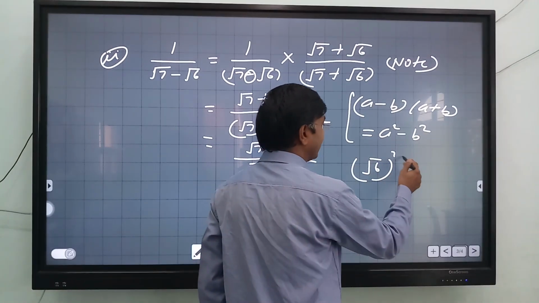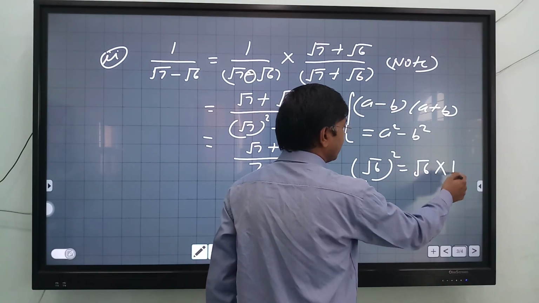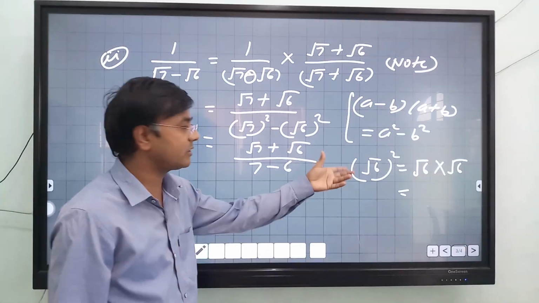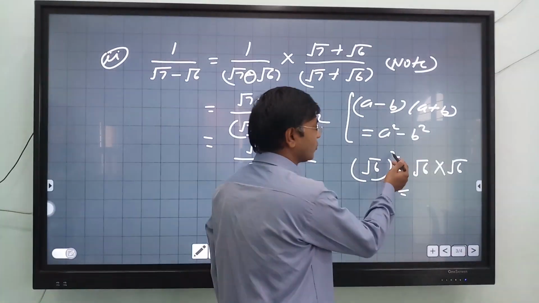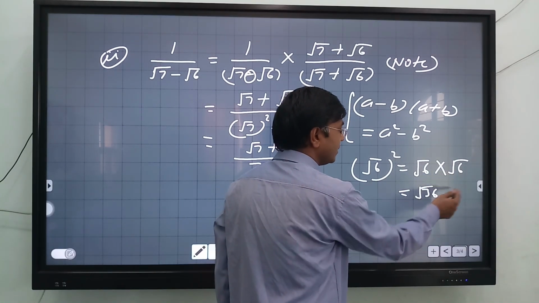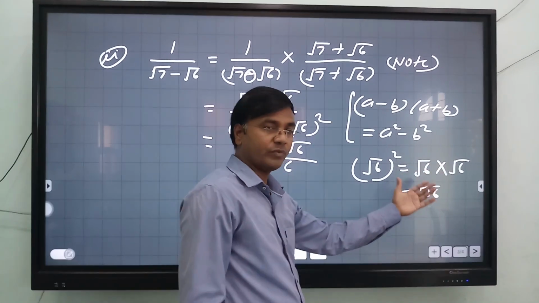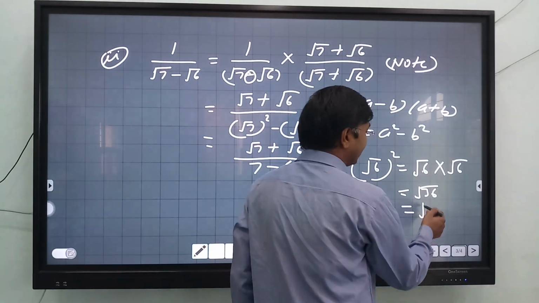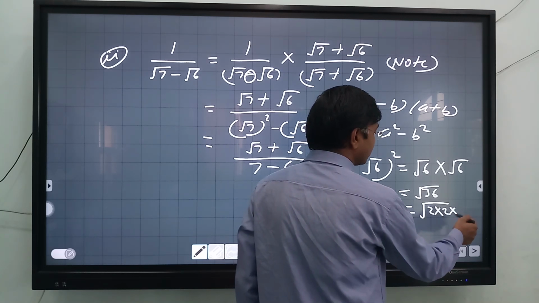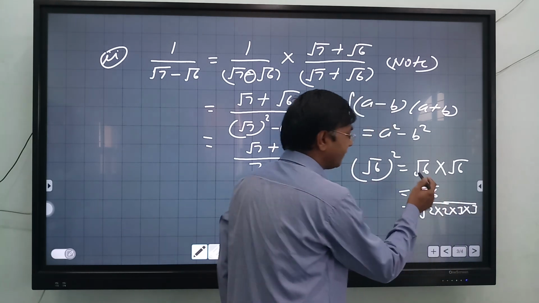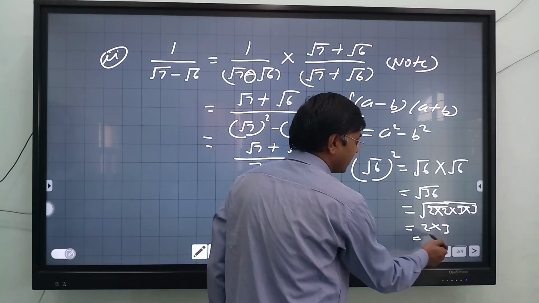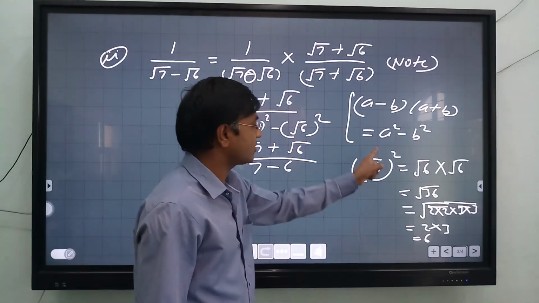Under root 6 square means under root 6 into under root 6. Understand this fact while we are writing directly. You can write even these steps. Square means 2 times. Now 6 into 6 is 36. Both are under square root, so we can multiply. Now factorize this. Do the prime factorization. Now we see one pair, another pair, take one number 6. So under root 6 square is equal to 6.